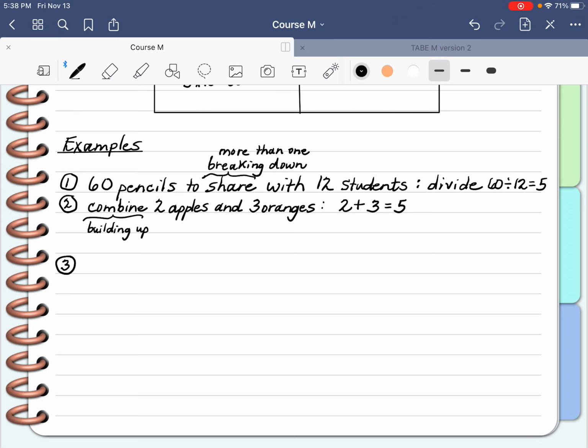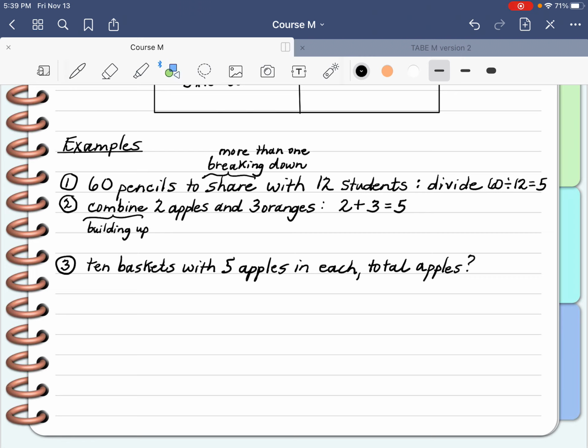How about this one? I have 10 baskets with 5 apples in each and I want to know how many apples I have in total. So let's draw a picture. That's a good strategy too. So this is going to be a basket, and one basket has 5 apples in it.